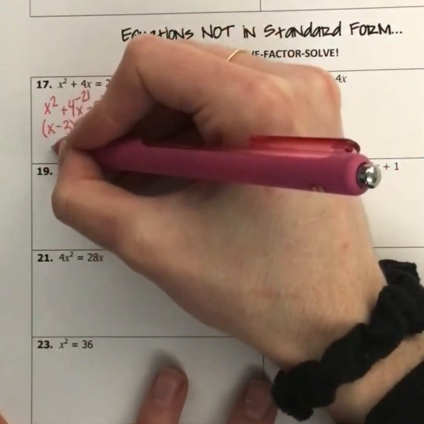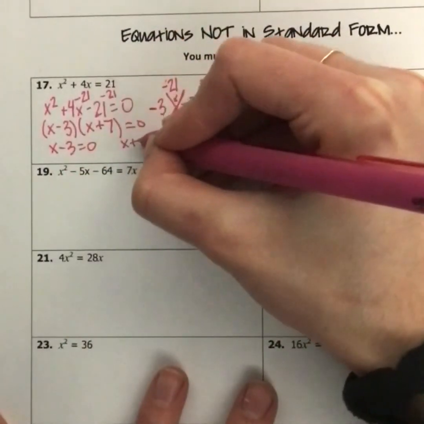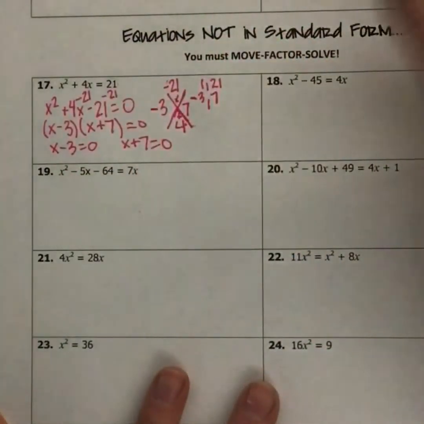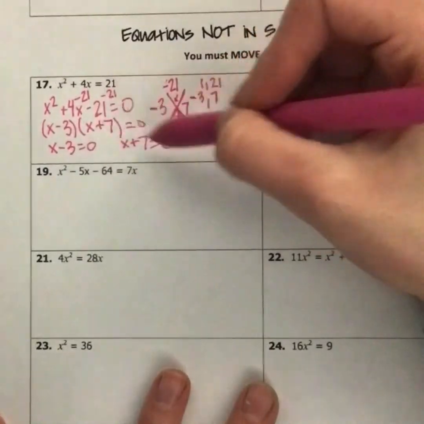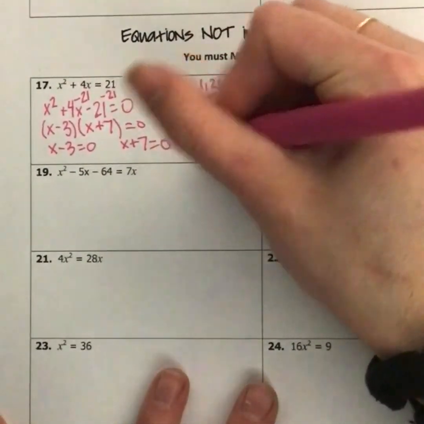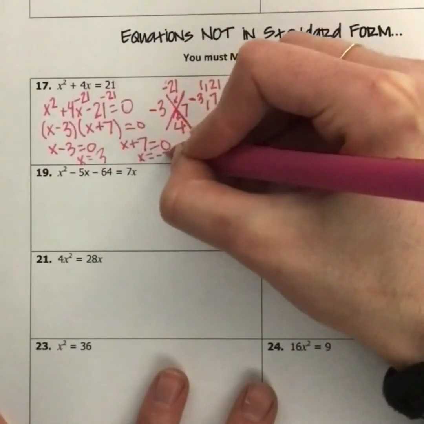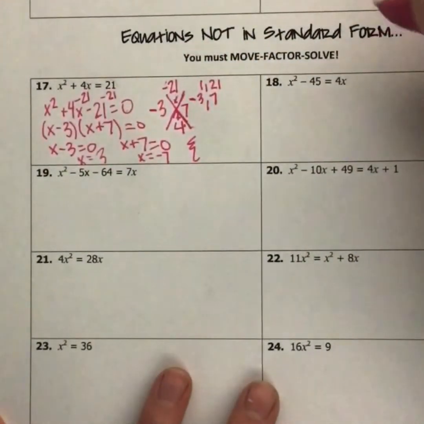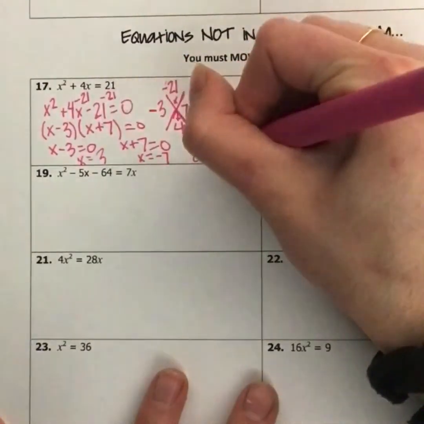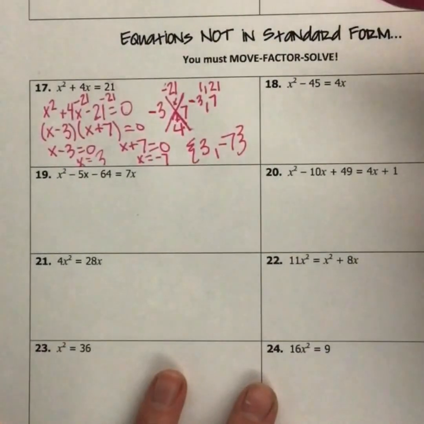Set both of those factors equal to 0, so x minus 3 equals 0, x plus 7 equals 0. And really, we're just taking the opposite of what we've plugged in for our factors as our final solution. So we'll get x equals a positive 3 and x equals a negative 7 when we solve for x in both of those examples. So we'll have 3 and negative 7 as our final solution.